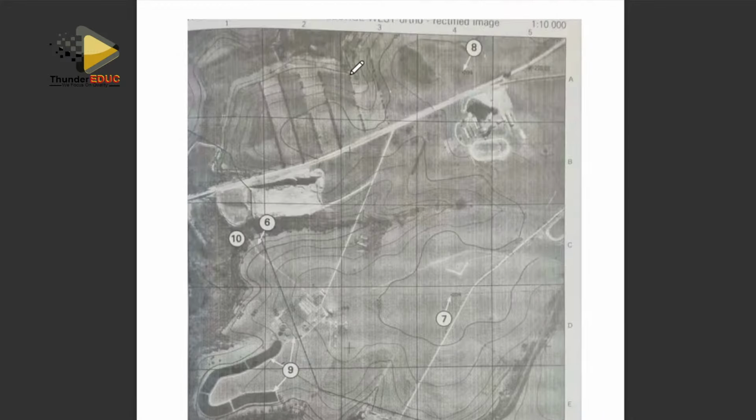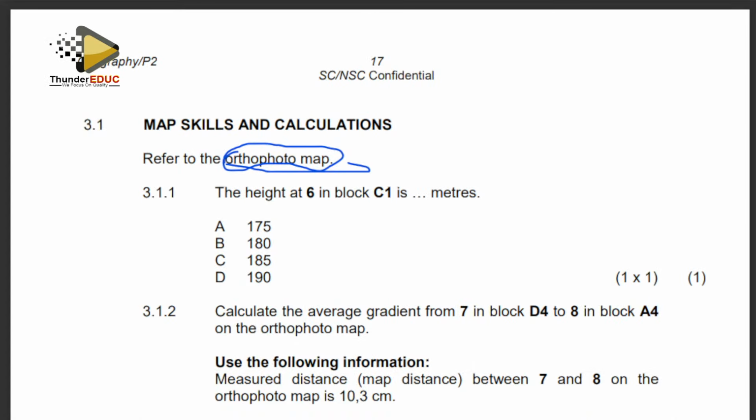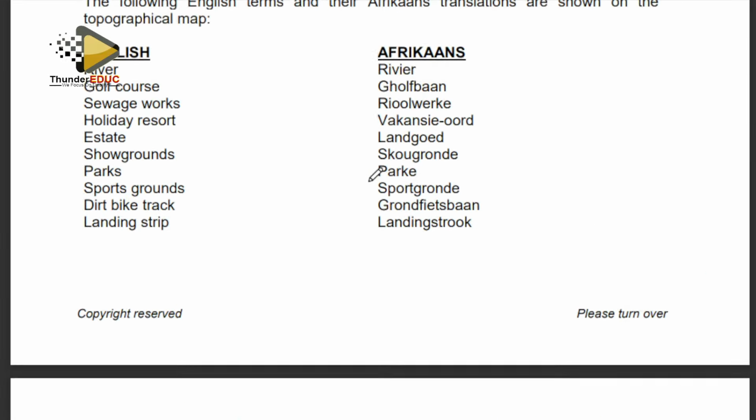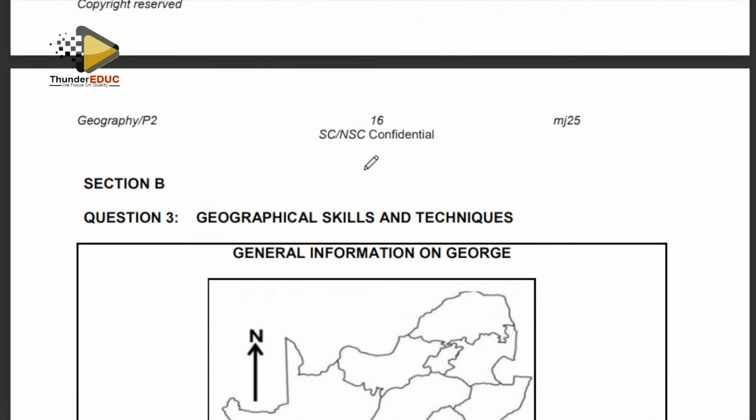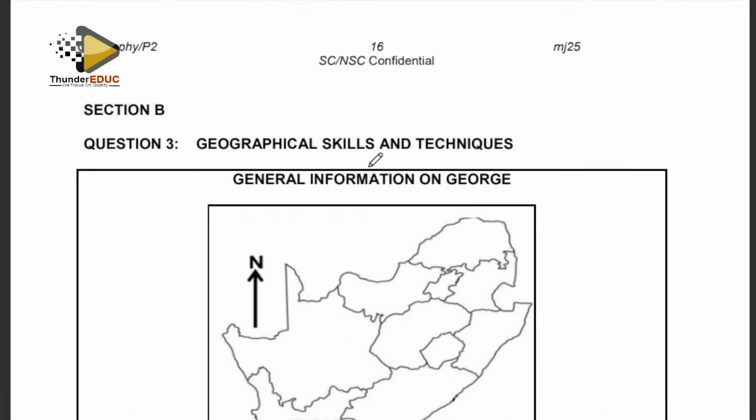This time around, the question wants us to focus on the orthophoto. Look at the question, the orthophoto map. All right, and since they want us to look at the orthophoto map, we shall look at it. There's no stress. There's nothing wrong with it. There's no Satan in looking at it.